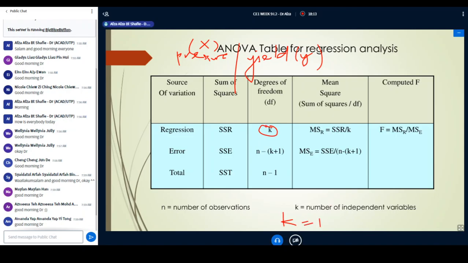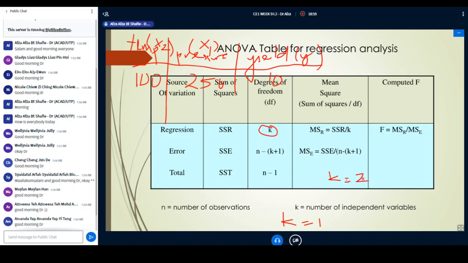Let's say after that I say, okay, I want to add another variable. So let's say I add here temperature. That means I now have one Y value. Let's say temperature is 100, pressure is 250, the yield is, let's say, 10 kg. So I now have another variable X. So now I will name this as X2, and this as X1. That means now I have two variables, so my K here will be equal to 2.